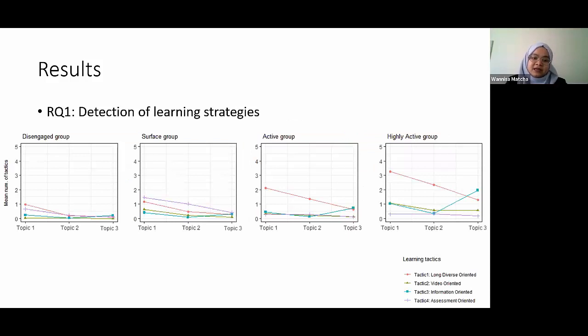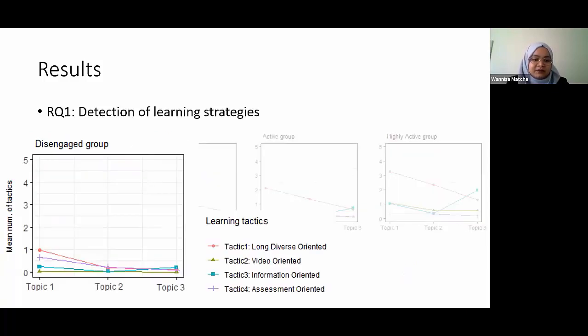So based on these learning tactics, we use hierarchical clustering to detect the patterns of how students employ the learning tactics and identify 4 types of learning strategy groups. The first group is the disengaged group. Students in this group interact with the first topic by applying the learning tactics. The most dominant tactic they use is long diverse, and secondly, they are focusing on the assessment-oriented tactic. But then the level of engagement drops after the second topic.